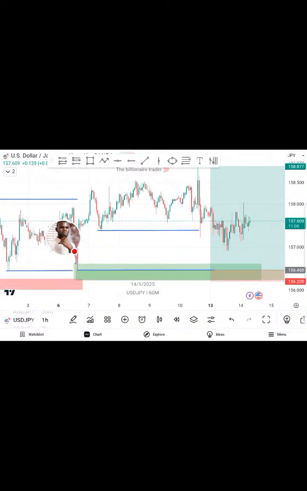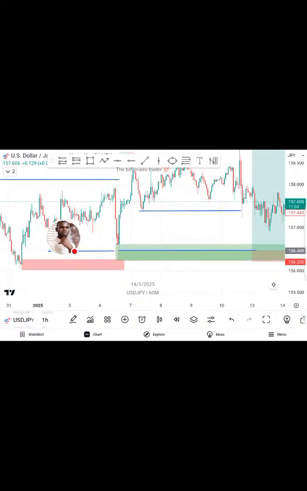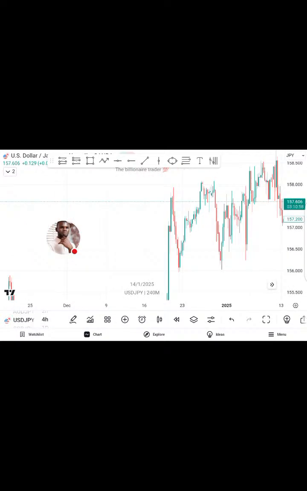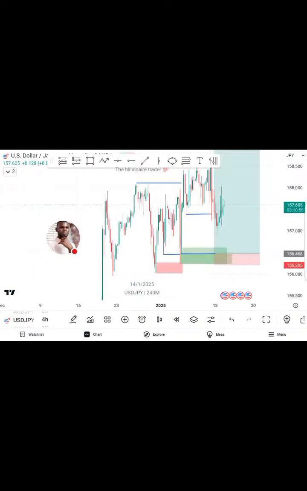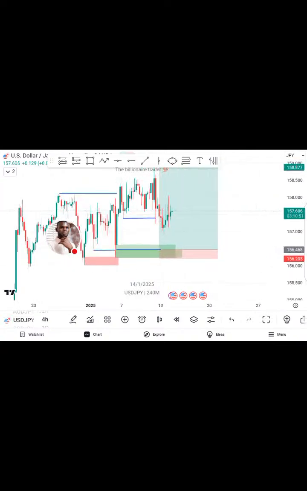Okay, on this USD JPY, I actually have it on its own right now, and this is the 4 hours time frame. Although where I'm actually looking at to have the buy is this area, but price hasn't gotten there.